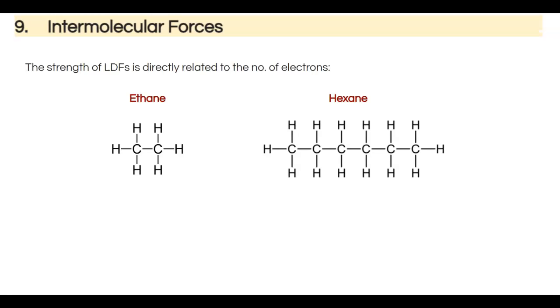As a consequence of that, we see that hexane is actually a liquid at room temperature, whereas ethane is a gas at room temperature. And that's just a function of the number of LDFs. So larger molecules have more electrons and therefore will have stronger LDFs, stronger intermolecular forces, and therefore are going to be more attracted to each other. All right, so let me go back to the previous slide here.